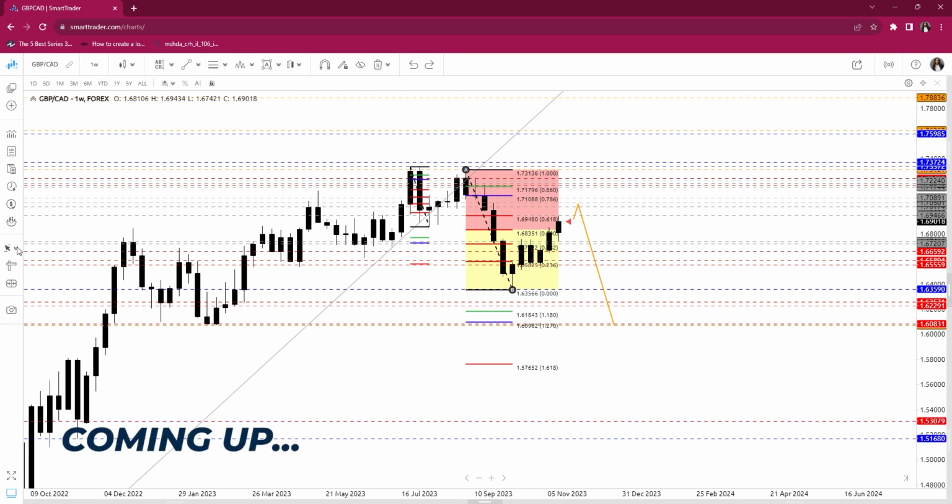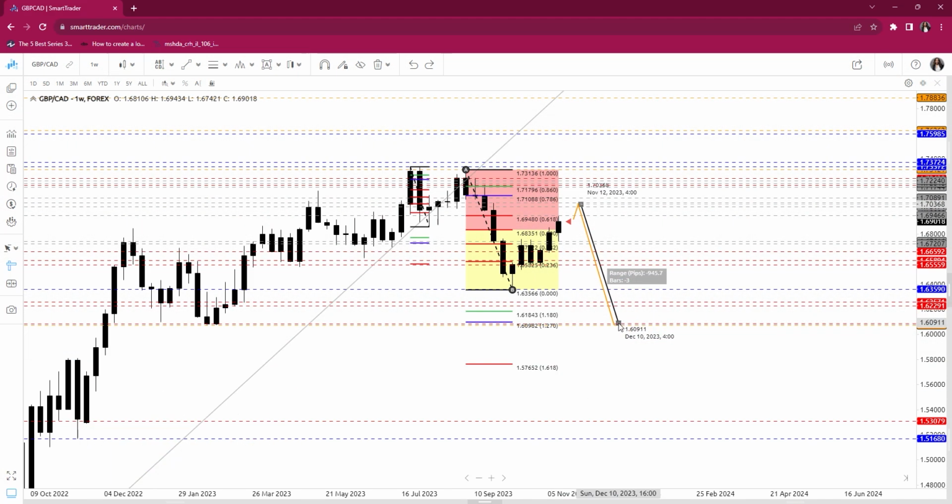That's what I would love to see. That's what I'm looking for, a big move. This is what I was talking about. This is over pips to the downside.